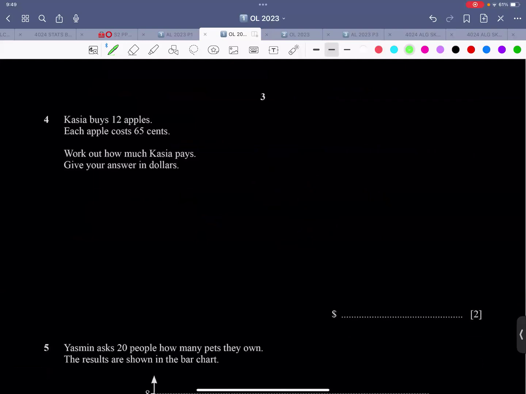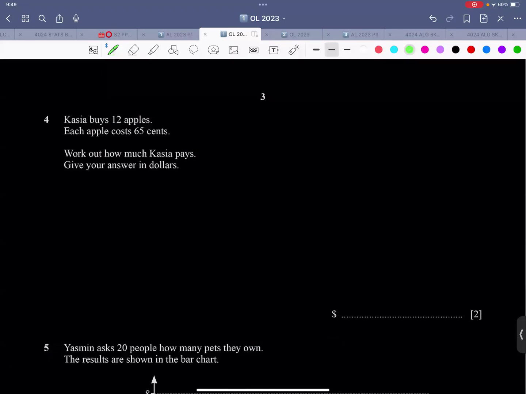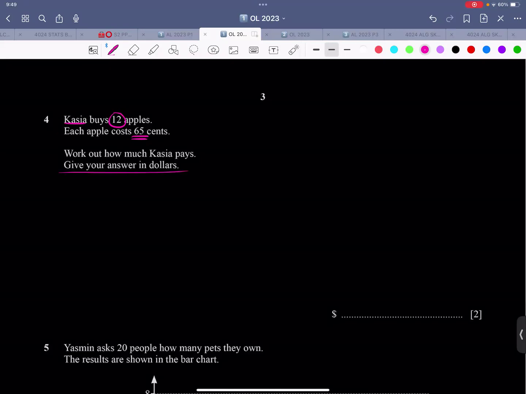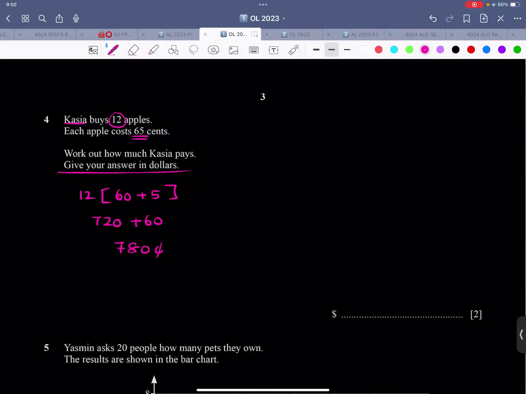The next one: Caie buys 12 apples. Each apple costs 65 cents. So this person, Caie, buys 12 and each costs 65 cents. Work out how much Caie pays. Give your answer in dollars. So this is 12 and I'm multiplying with 65, that is 60 plus 5. 12 into 6 is 72 with a 0, that is 720. 12 into 5 is 60, that is 780 cents. That means divide by 100, that is $7.80. That is how much this person pays.